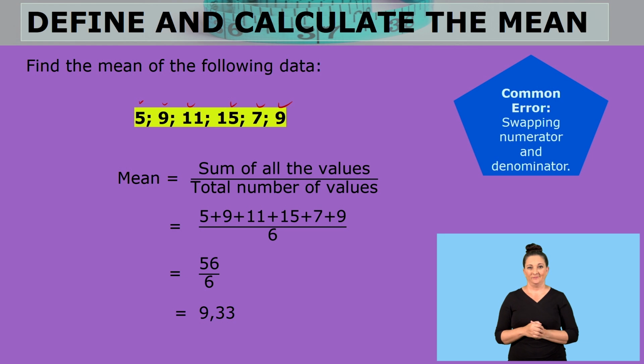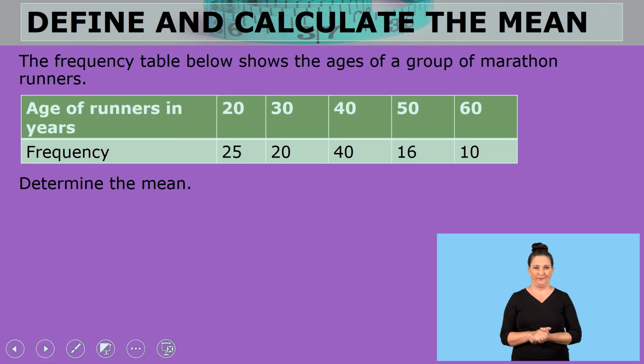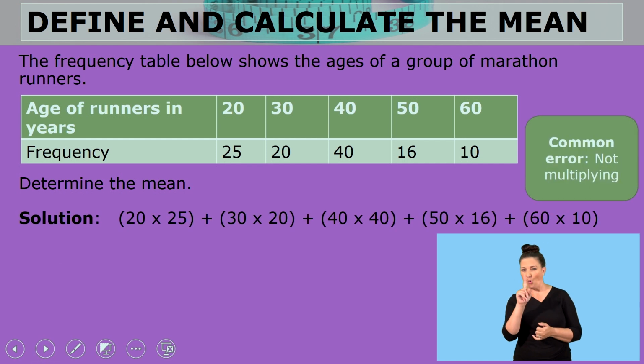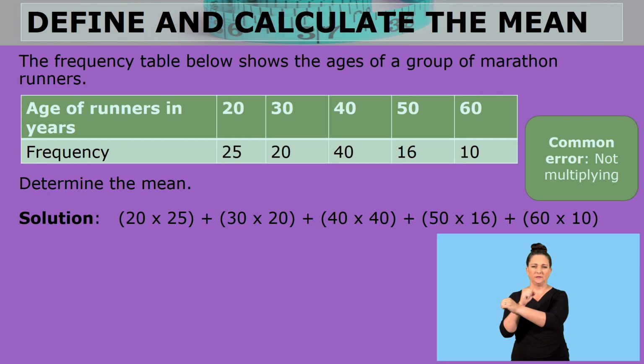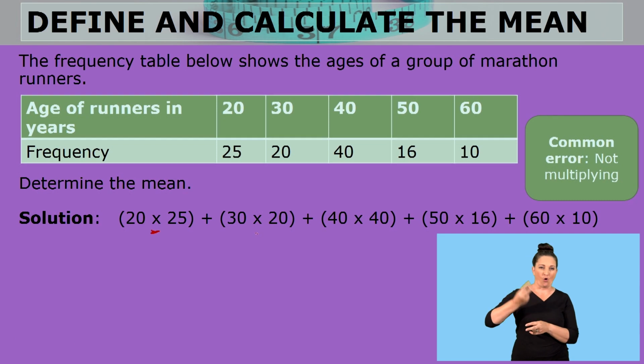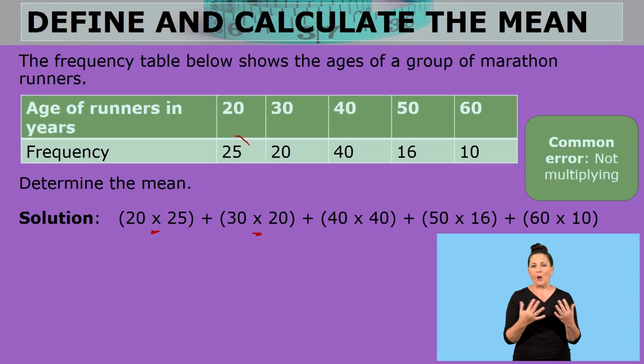All right. Let's do an example. The frequency table below shows the ages of a group of marathon runners. Determine the mean. Okay, so if I look at this one, the common error is not multiplying. And where does that come in? It comes in here. Because I'm dealing with the frequency table, I realize that the 25 here means there's 25 marathon runners that are 20 years of age, and so on and so forth.